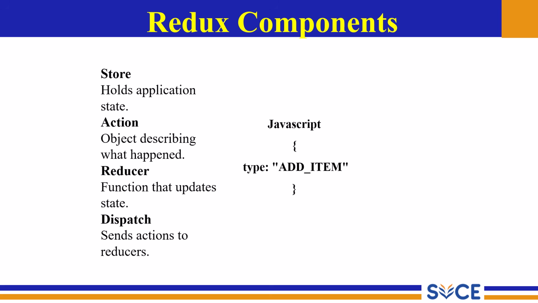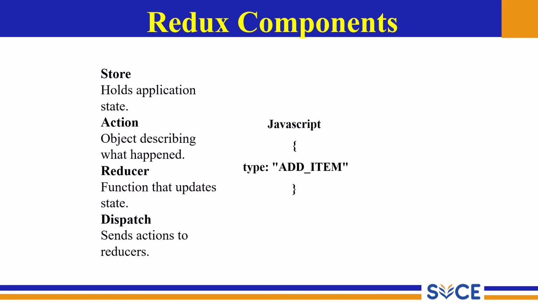The second component is action. An action is simply a JavaScript object. An example is given. The type here is add item. Actions describe what happened, not how it happened.